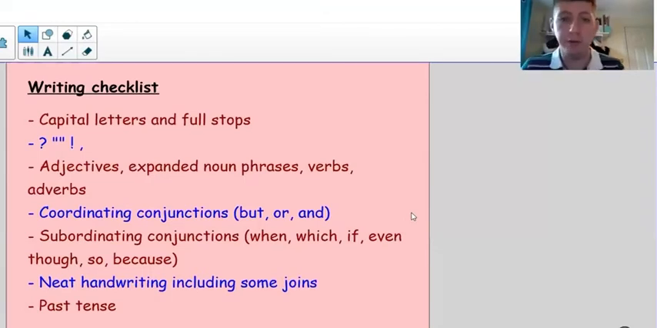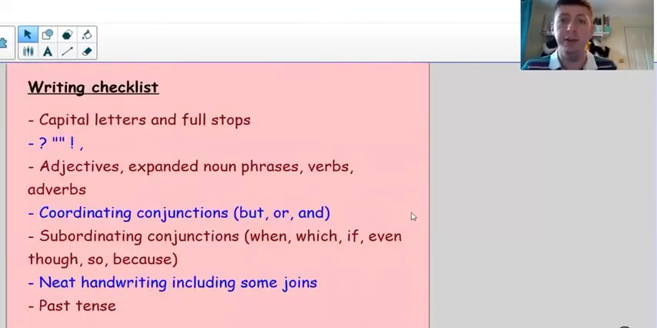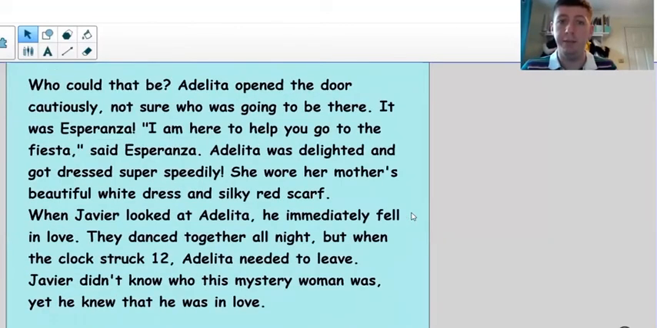Okay, then the final part of our story. Remember, the final part is the ending, where Javier searches for Adelita, he finds her, they marry, and they live happily ever after. So let's listen to my ending.